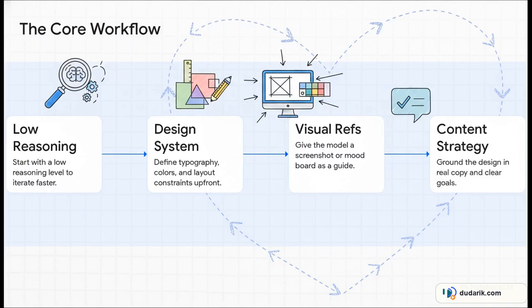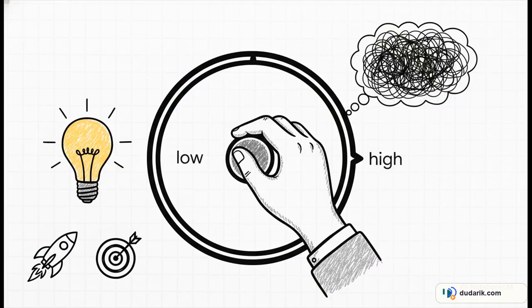See, it's not about writing one single perfect prompt. It's about a sequence of steps designed to put guardrails on the model. You're guiding it toward a specific look and feel, instead of just letting it guess and fall back on generic stuff.